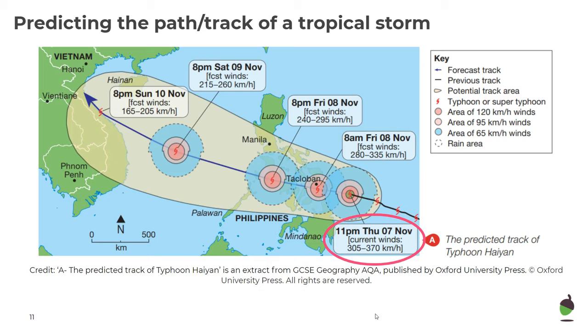It then predicts changes to the storm through to Friday, Saturday, and into Sunday. And we notice that the wind speeds, for example, are predicted to decrease over this time frame. The potential track area is a cone of uncertainty around the forecast track because the typhoon may not follow the prediction exactly, so it may not follow that blue line exactly. Notice how the cone widens as the days go on, and this means that the prediction is becoming less accurate into the future.